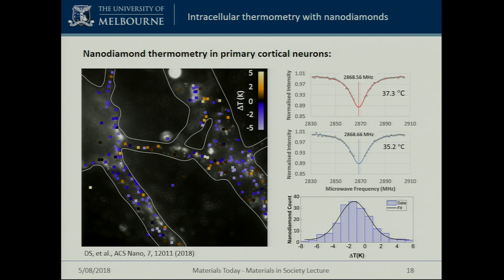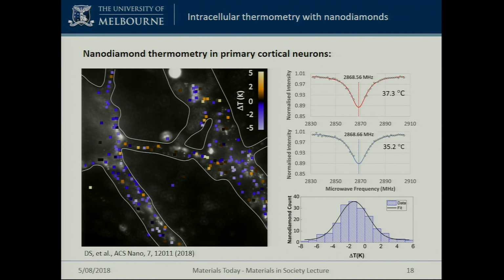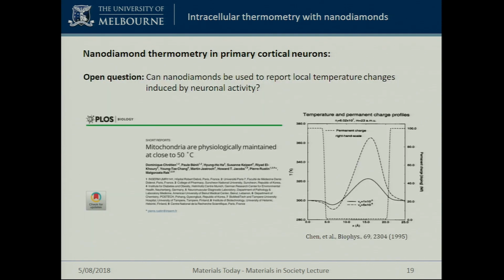To demonstrate that we can use this for sensing, this is more of a proof of principle. We didn't see an intrinsic change in the temperature with these neurons. But what we did was change the environmental conditions from 37 to around 35. Then we tracked the same nanodiamond before and after this temperature change, and the shift in the ODMR is consistent with that change in environment that we introduced. So that suggests that these probes have sufficient sensitivity to probe temperature changes in these sorts of systems. And what can we look at?